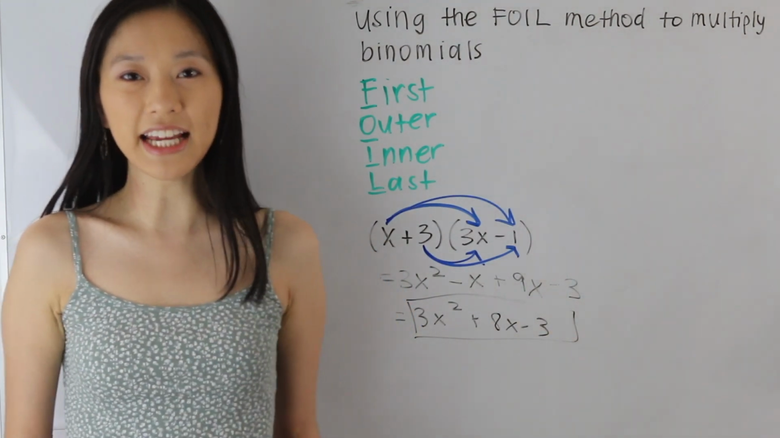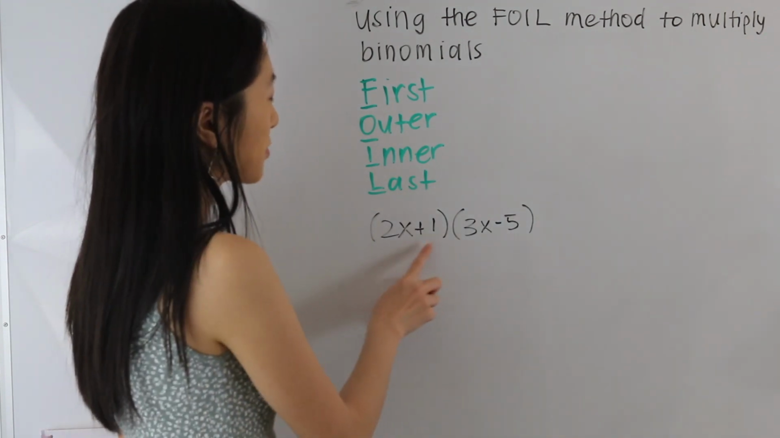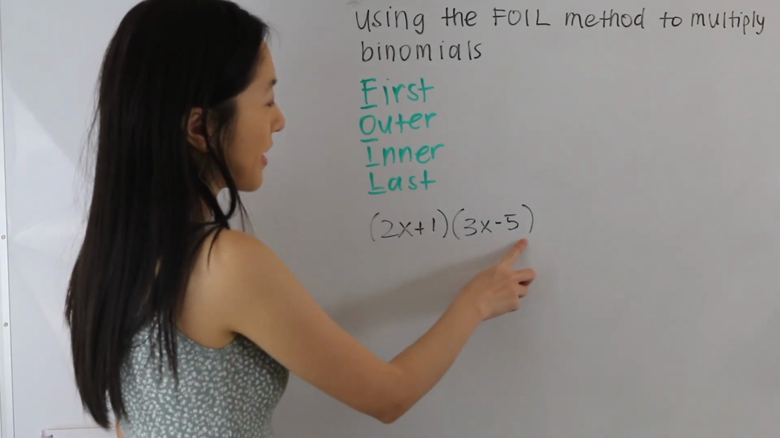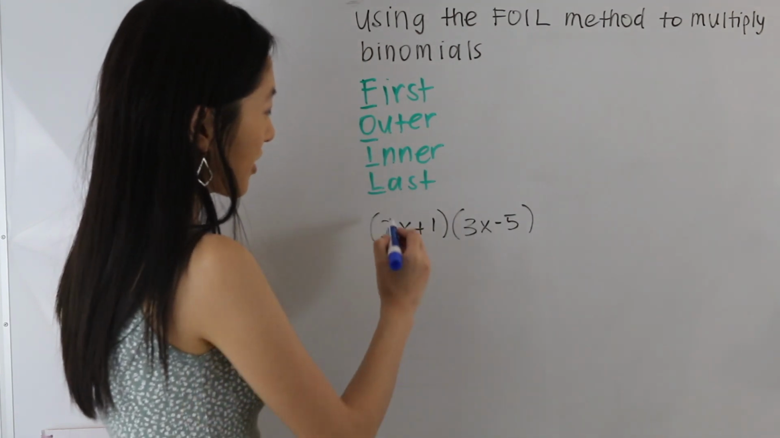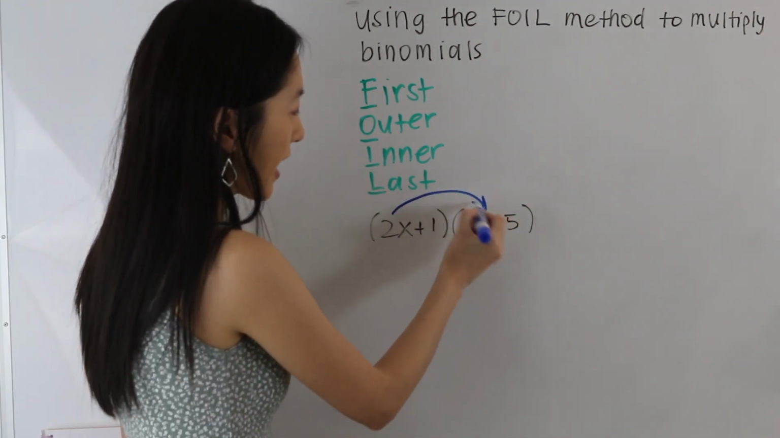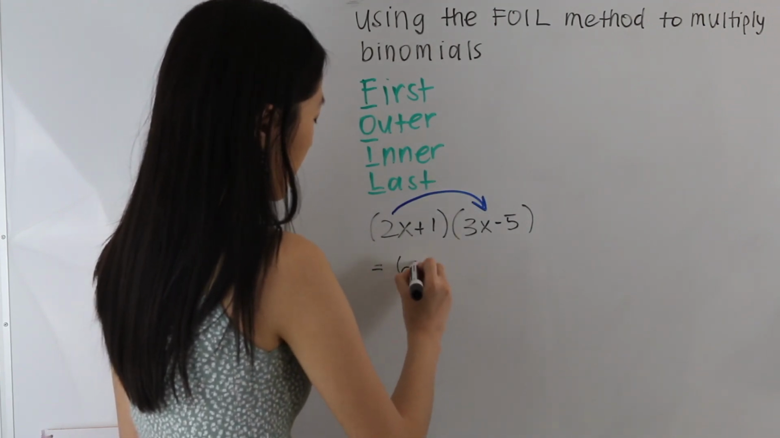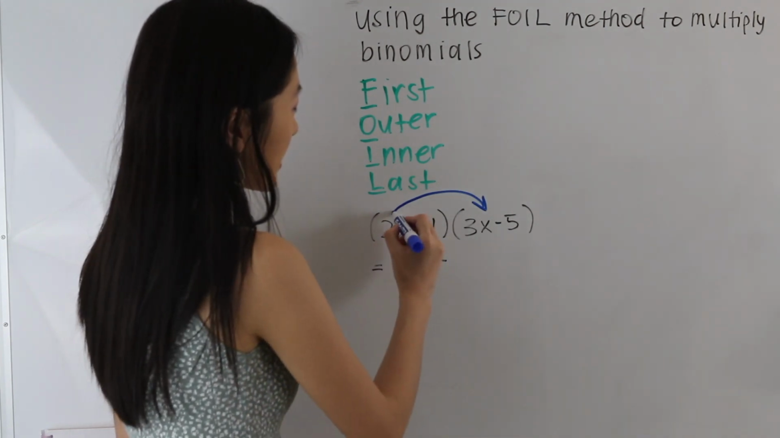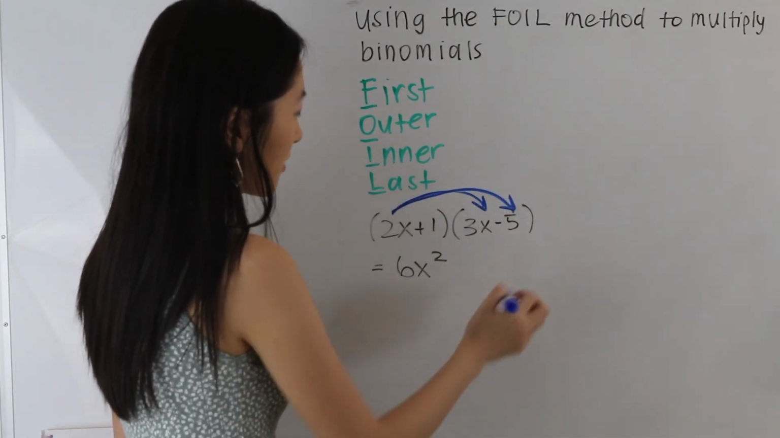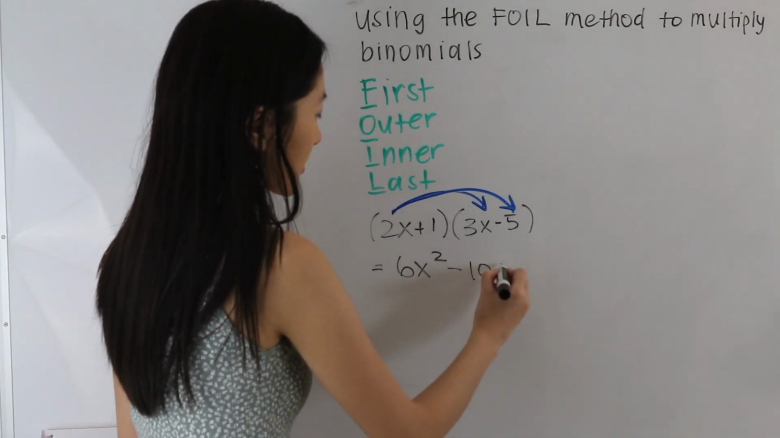Let's take a look at one more example. In this next example, we have 2x plus 1 times 3x minus 5. Let's start out by multiplying our first terms together, and that is the 2x and the 3x, so that gives us 6x squared. Then next, let's multiply the outer terms, the 2x and the negative 5, and multiplying those two terms out, we get negative 10x.